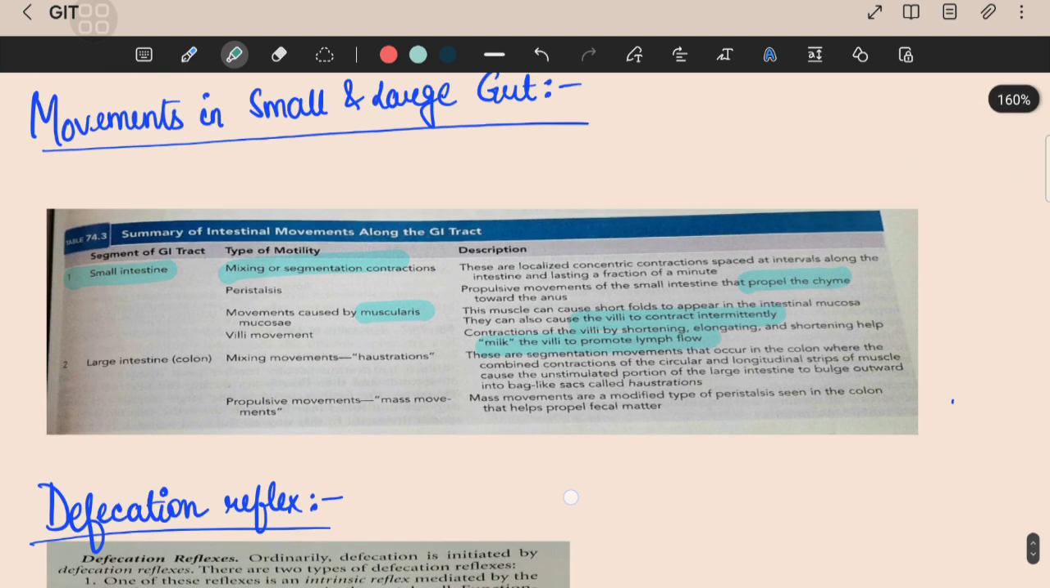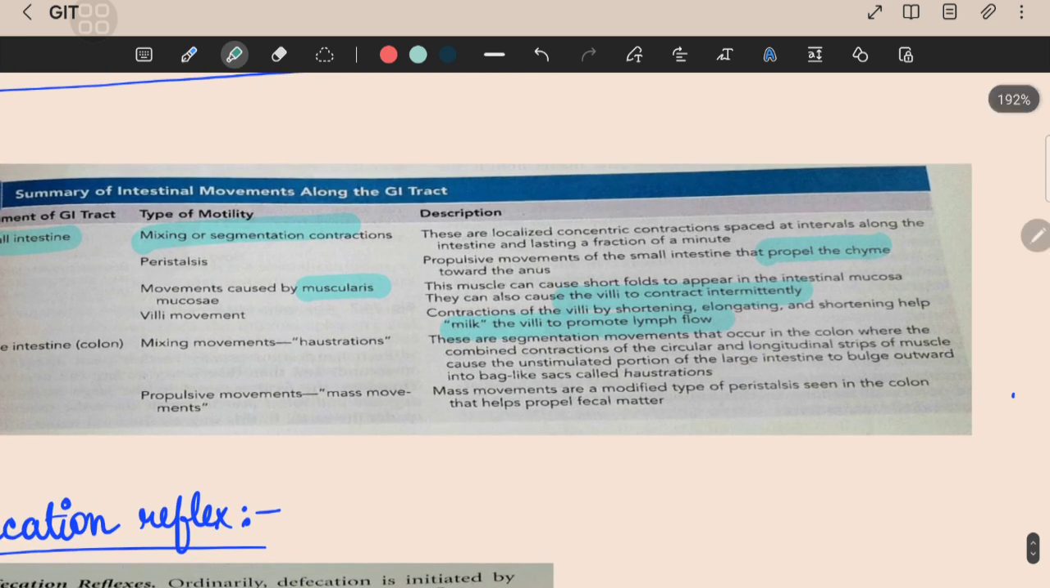Now talking about the large intestinal movements of the colon, you know that the large intestine has certain features. From the external features of the large intestine you can understand that there is the presence of haustrations, and the presence of taenia coli. This will cause mixing movements in the colon, and of course there will be involvement of the circular and longitudinal muscles, because they are throughout the entire length of the GIT. These bag-like pouches are called haustrations. Now the propulsive movement is the mass movement that happens.